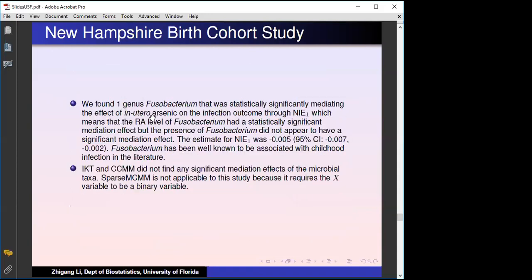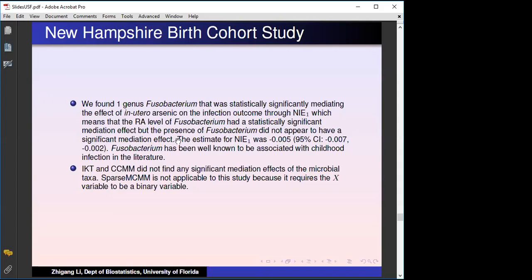So what we found is that the genus Fusobacterium has a statistically significant mediation effect through the first route, through the continuous change, but we did not find a significant mediation effect through the binary change. And this is the mediation effect estimated with the composition. Well, it's pretty small, although it's significant.